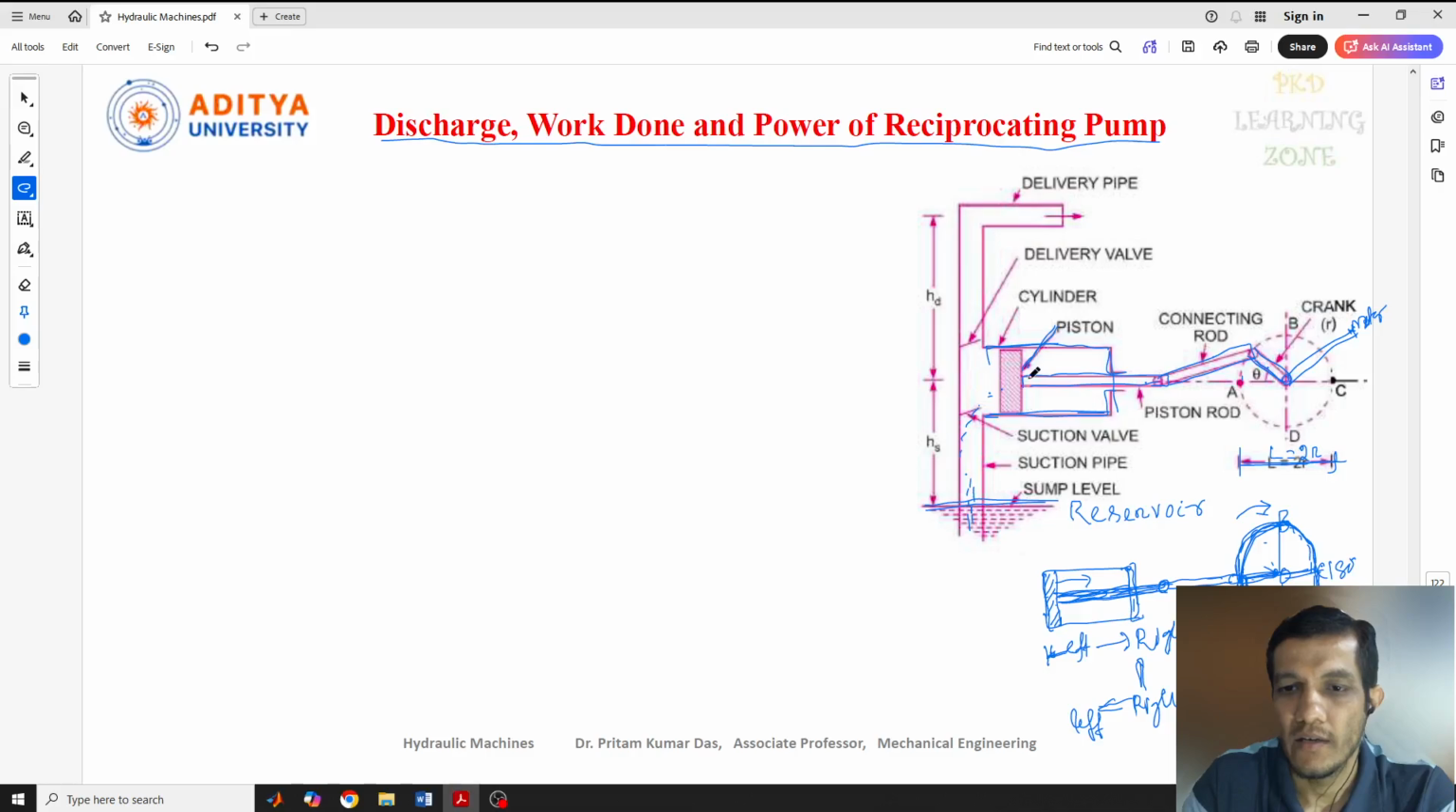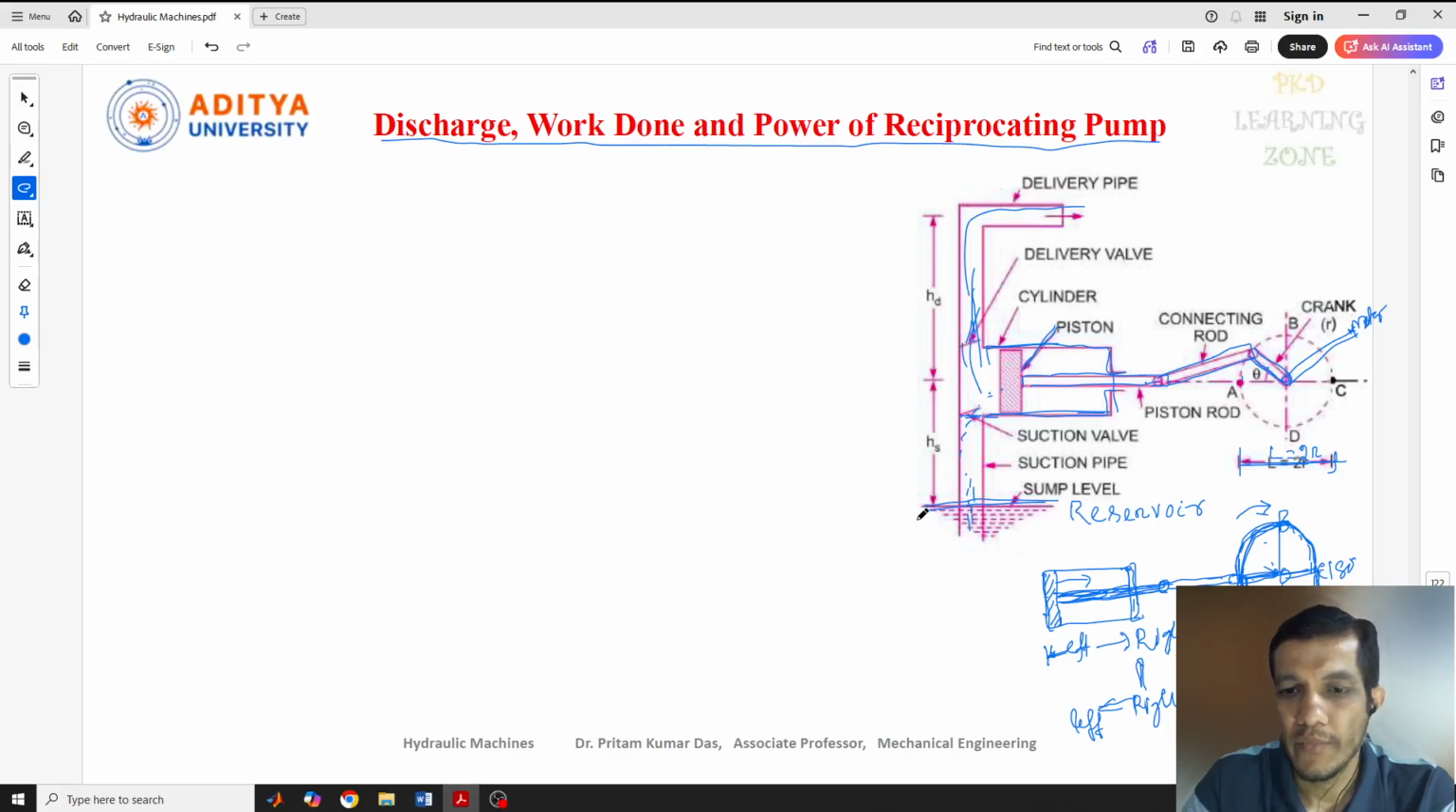Okay. After that, when the piston goes back, it will move out from here. So meanwhile, this valve will be closed. This valve will be opened due to the pressure difference. So all the details I have explained in the working principle. Just I'll give a brief idea. So the water will go out.